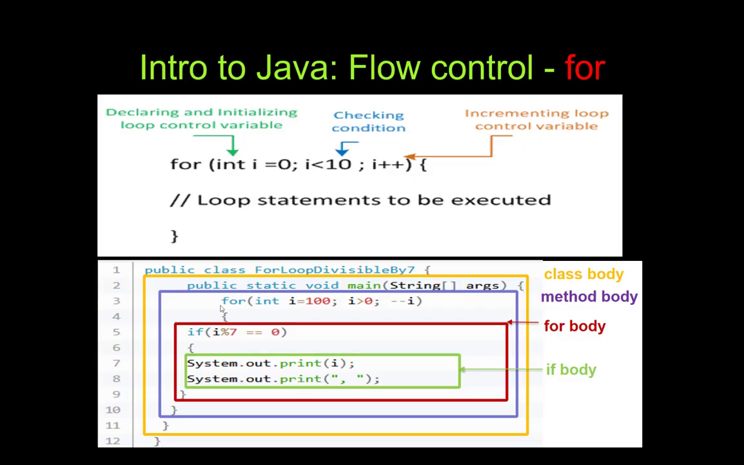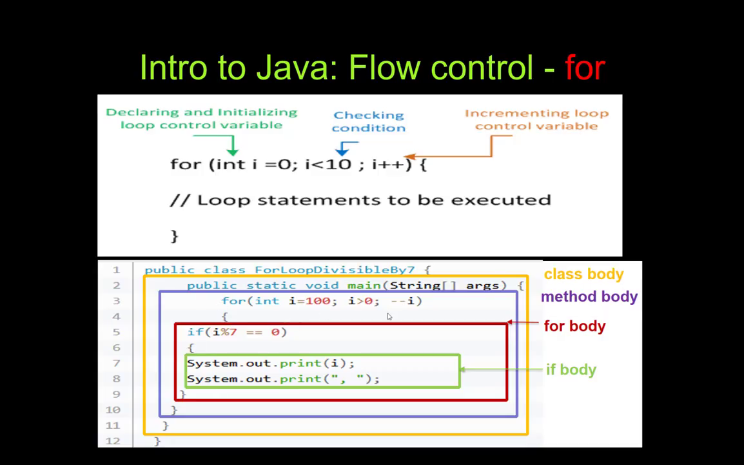It has the for loop to start with I equal to 100. As long as I is greater than 0, it executes the for body. In this case, it checks whether the value I is divisible by 7. If yes, it prints the I value. If not, it does nothing.